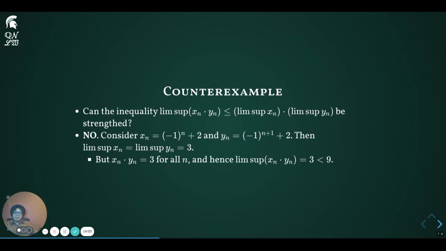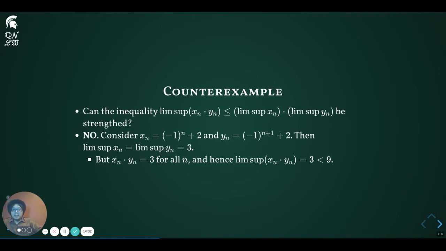Let x sub n be the sequence (-1)^n plus 2. Let y sub n be the sequence (-1)^(n+1) plus 2. Both sequences have positive terms, and they have the same lim_sup, which is 3. This value is achieved every other term for both sequences.